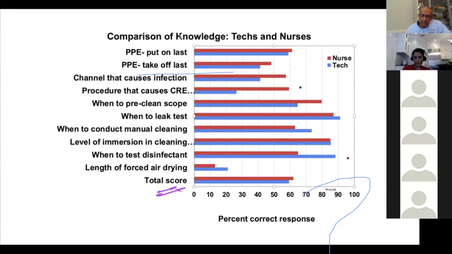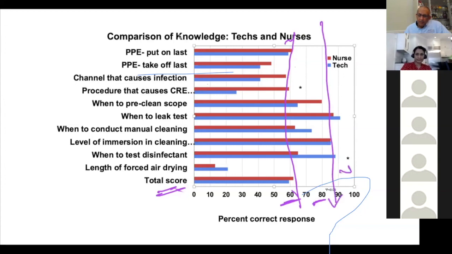So when you look at it, about 60 to 80%, right? If you look at it, PPE-wise, not very good. But thanks to COVID, now everybody knows how to wear PPE and take off PPE. But the score shows that there is still room for improvement, as you can see here.